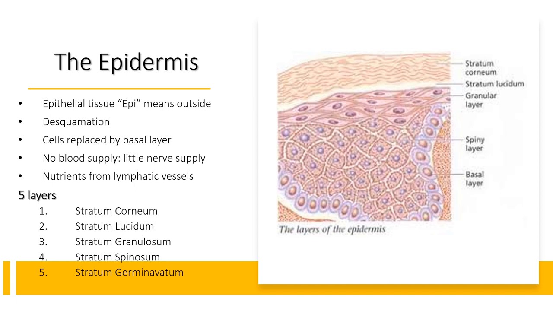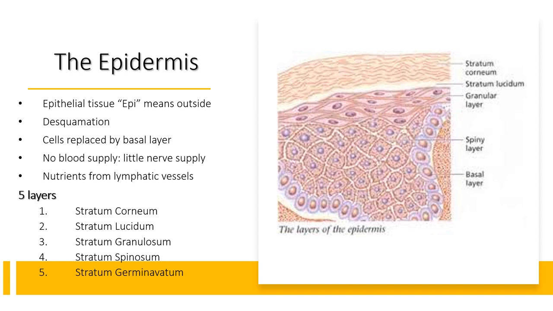There is no blood supply on the outside of the skin. In order to hit a capillary, you'd have to have quite a deep cut. It would have to go through the epidermis into the lower parts of the skin. There's very little nerve supply as well, just a tiny amount of nerves just to pick up a bit of sensation in the epidermis, and nutrients come from the lymphatic system.